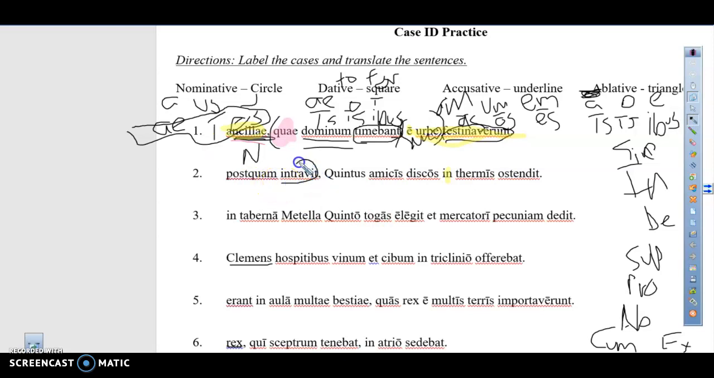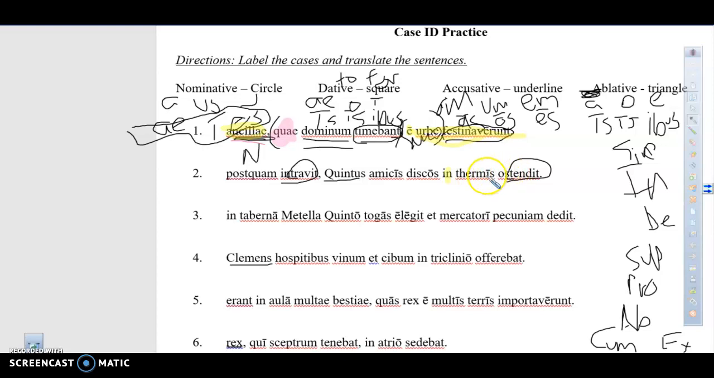Okay, you should have circled intravit as a verb, noticing it ends in T, so your subject is he, and ostendit is a verb. Subject is he, singular. So we look at our singular endings. We're looking for something A, US, or something weird. Oh, look, there's a US right here. So Quintus is nominative. Now, you have an IS in amicis.